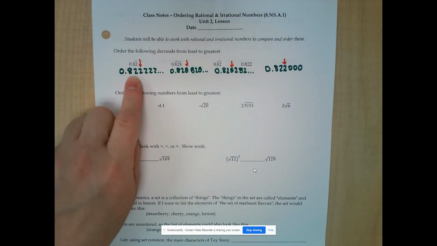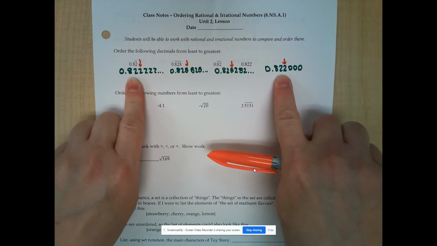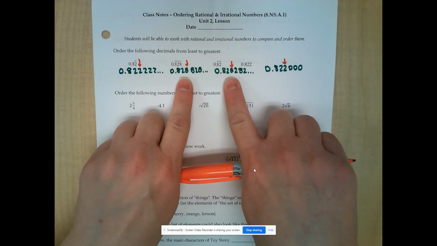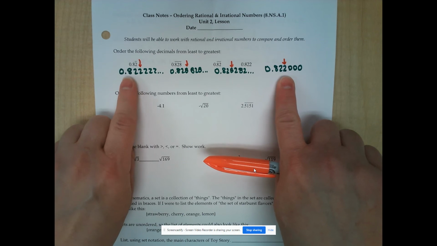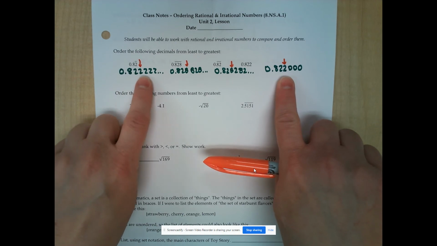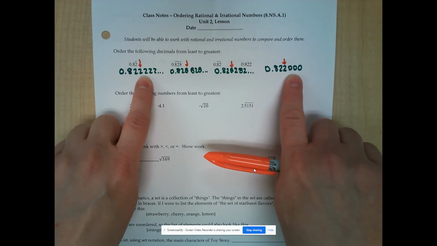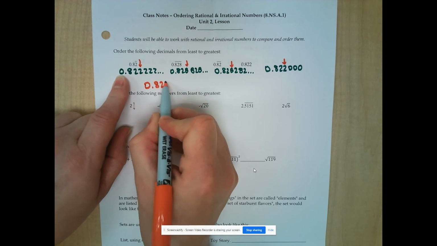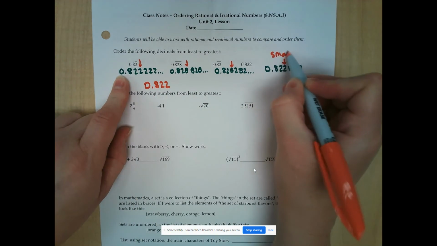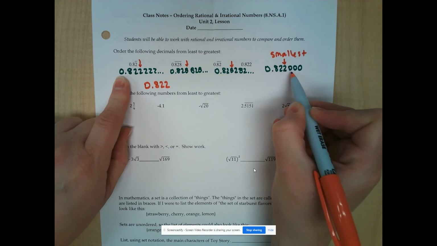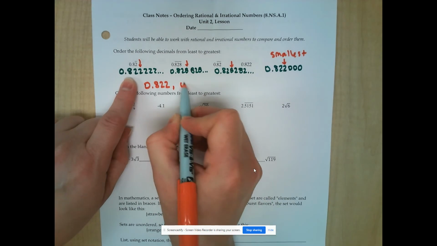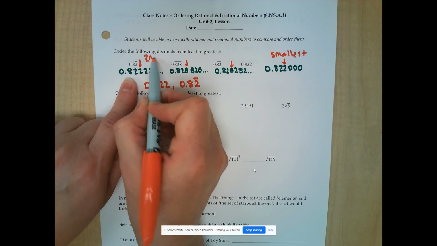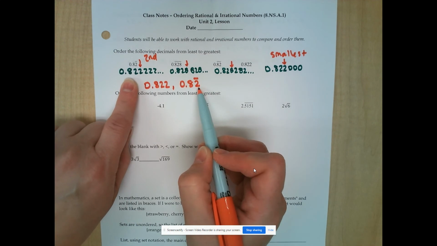So this one is 822, and this one is 822. Those are both smaller than the ones in the middle that are 828. So I'm only going to look at the two on the outside. 822 and the next digit is a 2. 822 and the next digit is a 0. That makes 0.822 the smallest, because the fourth digit is a 0. That makes 0.82 with only the 2 repeating next, second place, because it is the next smallest.